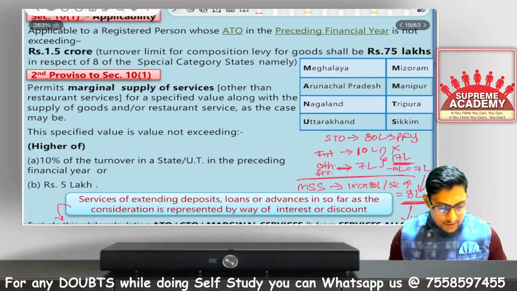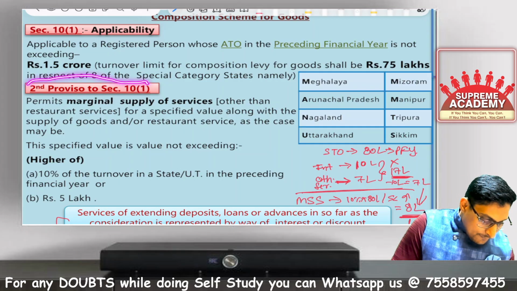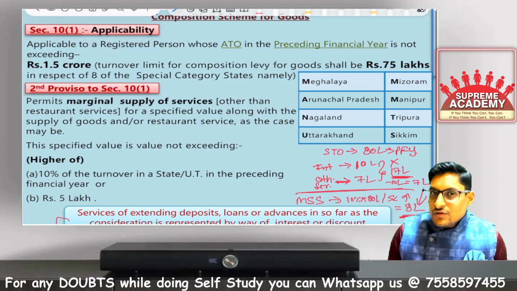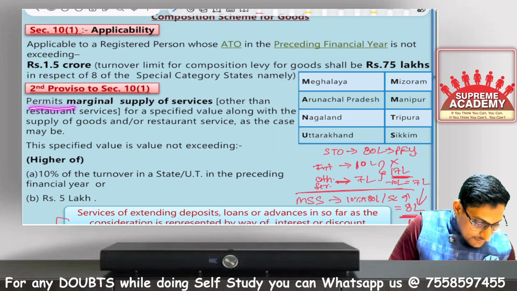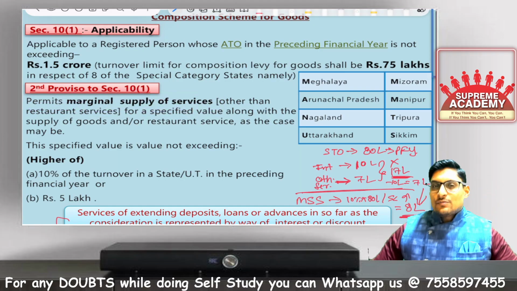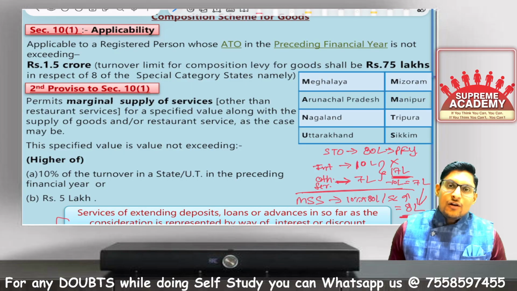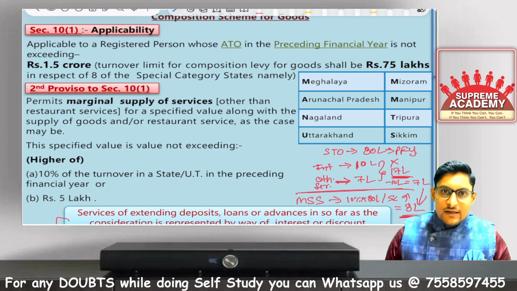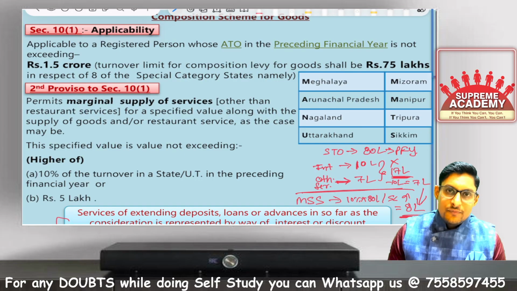Along with section 10.1, the person applying for a composition scheme should also keep in mind the second proviso to section 10.1. The second proviso to section 10.1 talks about permitted marginal supply of service. See, in this modern time, no person is there who will not supply service along with goods. In this modern time, supply of service is complemented with supply of goods.